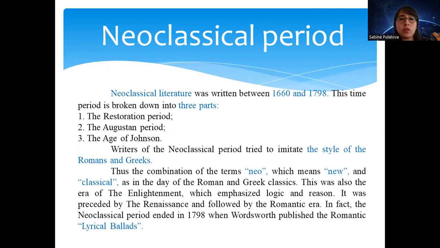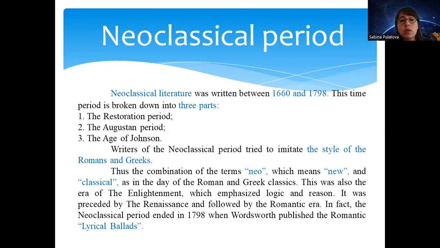So, the last period is called Neoclassical period. Neoclassical literature was written between 1660 and 1798. This time period is broken down into three parts: the Restoration period, the Augustan period, the Age of Johnson. Writers of the Neoclassical period tried to imitate the style of the Romans and Greeks. Thus, the combination of the terms neo and classical, which means new and classical, as in the day of the Roman and Greek classics.